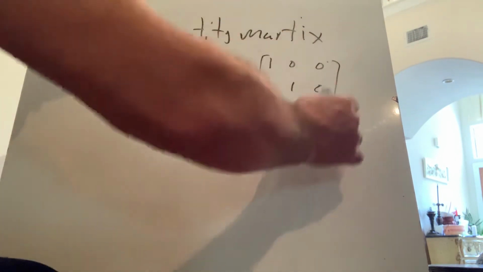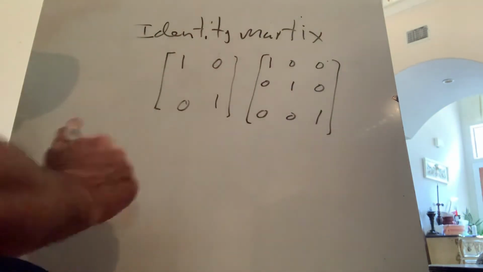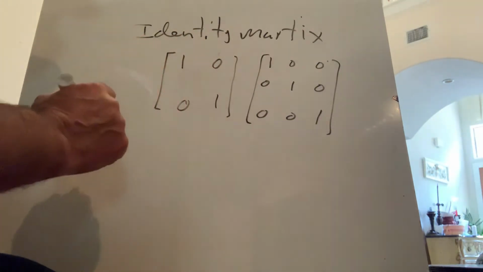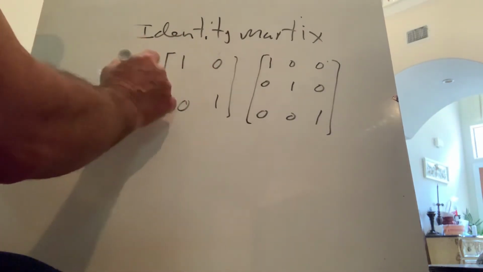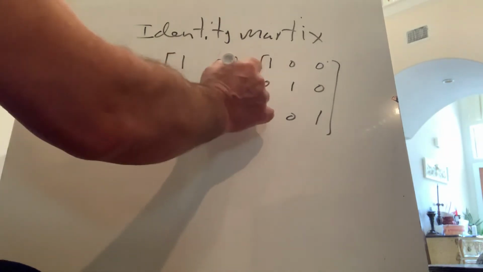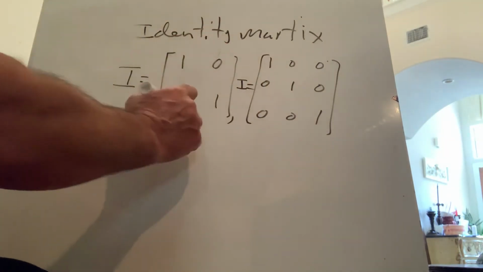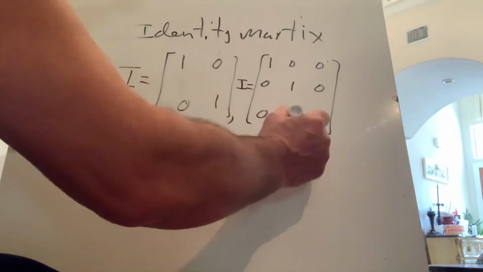Now one of the characteristics of an identity matrix, and by the way, usually we use capital I to represent the identity matrix, depending on the size. Of course, this is a 2 by 2 identity matrix, and that's a 3 by 3 identity matrix, okay?